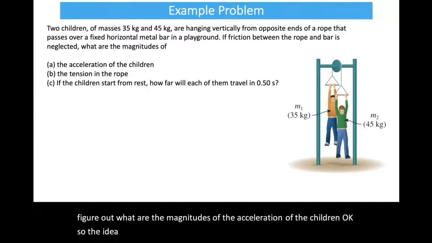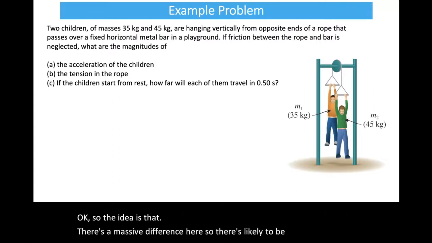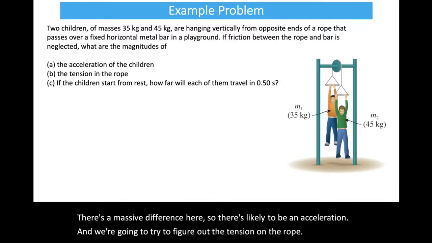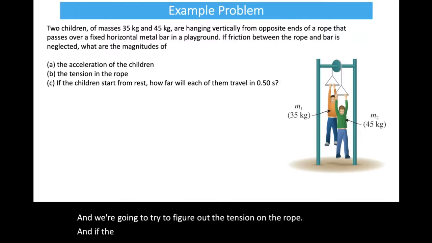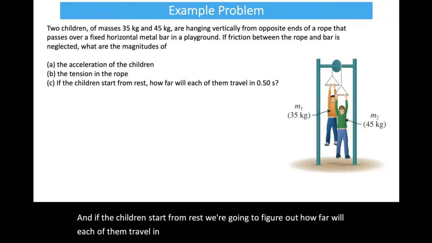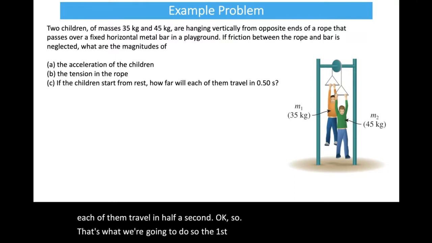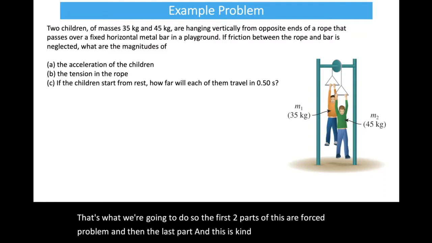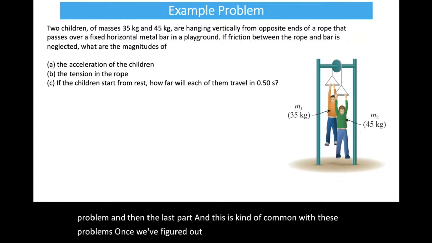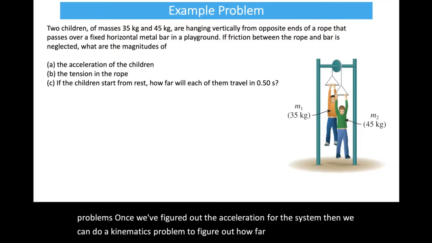So the idea is that there's a mass difference here, so there's likely to be an acceleration. And we're going to try and figure out the tension on the rope. And if the children start from rest, we're going to figure out how far will each of them travel in half a second. So the first two parts of this are a force problem, and then the last part, and this is kind of common with these problems, once we've figured out the acceleration for the system, then we can do a kinematics problem to figure out how far they've traveled.